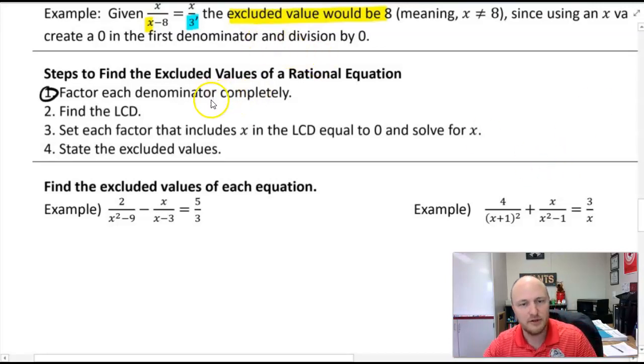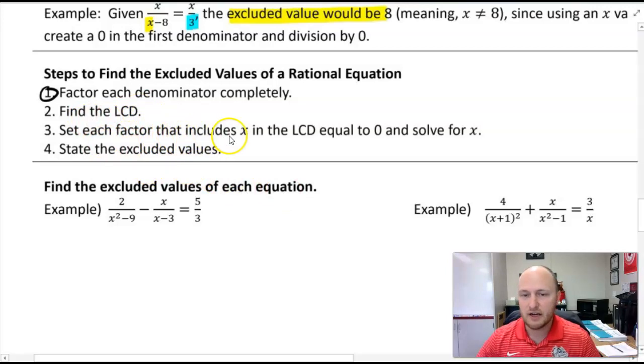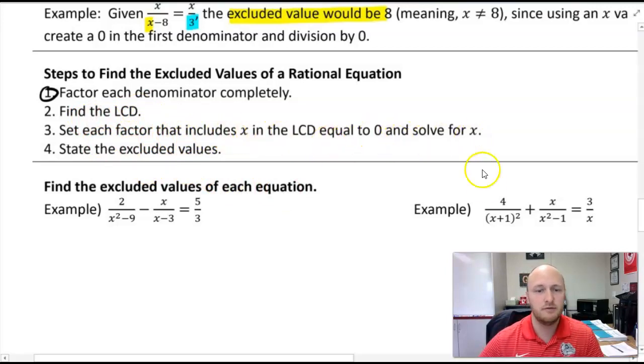Hey, that seems familiar. Step 2, find the LCD. Hey, we kind of did that. Step 3, set each factor that includes x in the LCD equal to 0. You set it equal to 0 and you solve. Step 4, state the values.